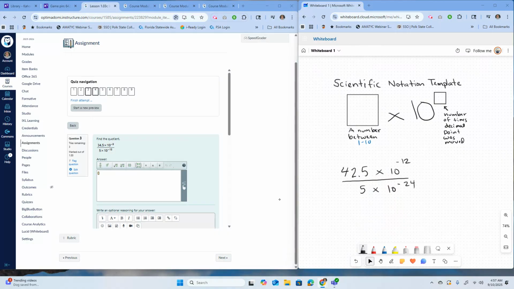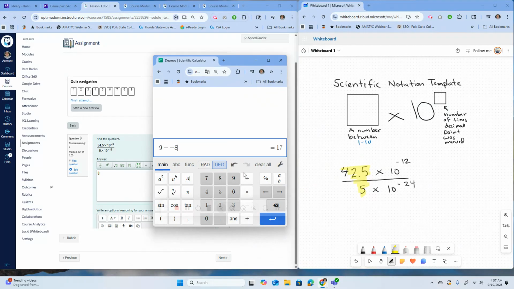And problem number 3, we're going to continue dividing like I have done in the other problems. First, you're going to divide the coefficients with the coefficients. So 42.5 divided by 5. So let's get the calculator right away. I'm going to divide 42.5 divided by 5. And I got 8.5. So let me write this down. So I got 8.5.